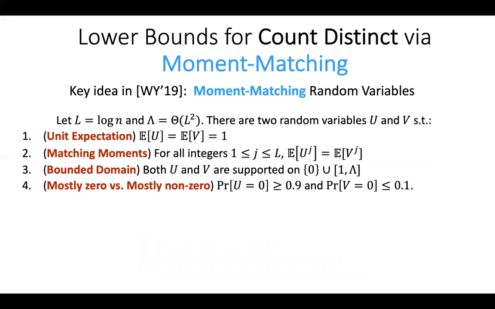The key idea in the Wan and Yang paper is the moment matching random variables. Let L be log n and lambda be L squared. They construct two random variables U and V such that they have unit expectation, and they also have matching moments up to log n. That is, for all integers j from 1 to log n, the expectation of U to the j equals the expectation of V to the j. Third, they are supported on either 0 or [1, lambda]. The most important point is that U is mostly 0, while V is mostly non-zero. That is, U equals 0 with probability at least 90%, while V equals 0 with probability at most 10%.